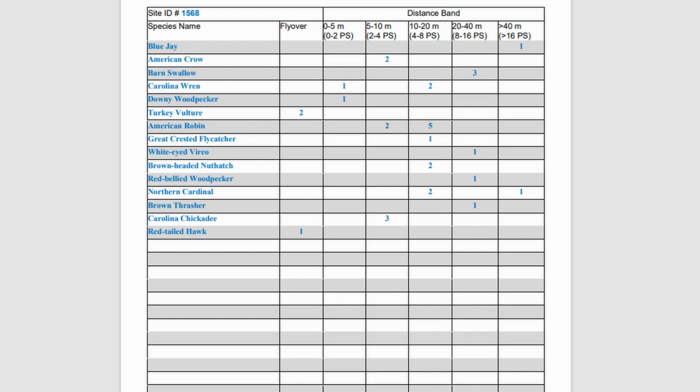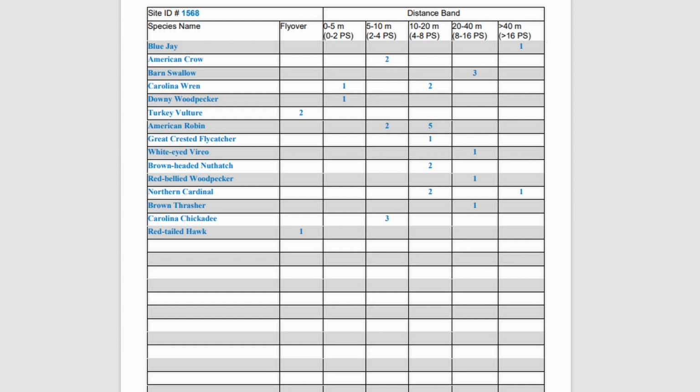On the example of a field datasheet, there could be a blue jay calling from a far distance. So you write down blue jay under species name and write down 1 at the greater than 40 meter column. You could be seeing 2 turkey vultures soaring in the sky. So you write down turkey vulture under species name and write down 2 at the flyover column.